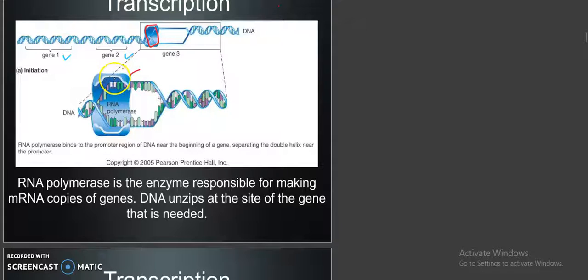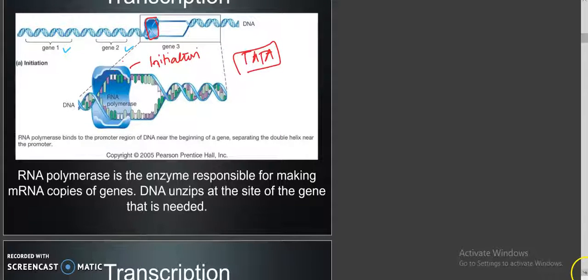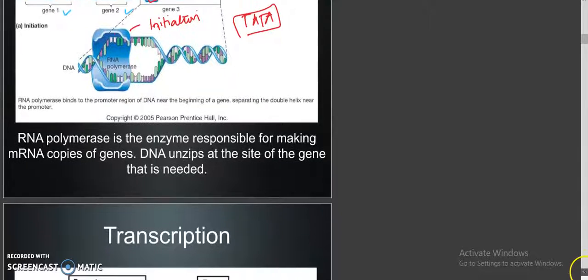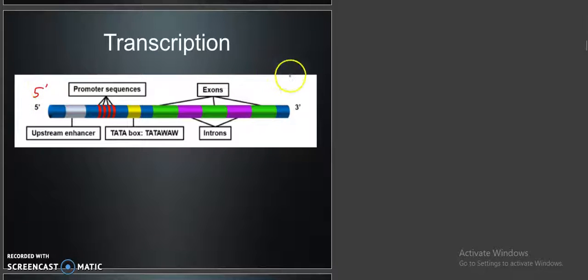So it will initiate in a process called initiation. It initiates the transcription process, and usually it starts with the promoter site, which is the TATA box. So the RNA polymerase is the enzyme responsible for making copies of mRNA in the genes, as well as DNA, and zips at the site of the gene that is needed. So in the transcription process, the single-stranded mRNA is made from 5' to 3'.